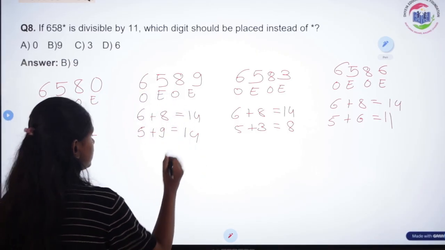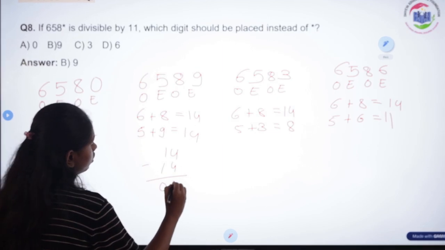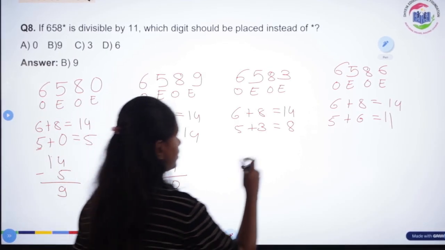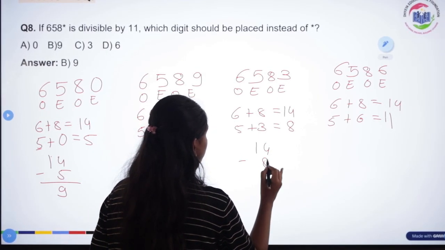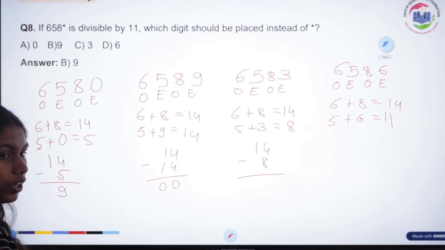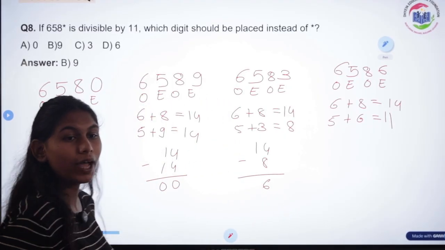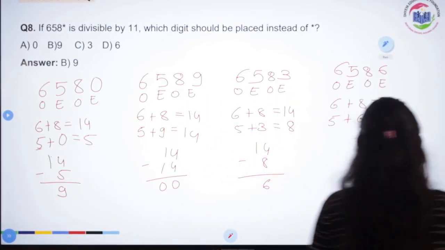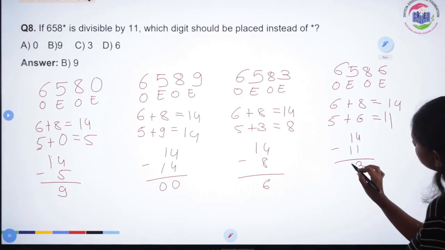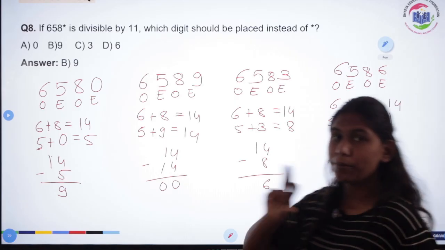Then the next term, if you take this 14 and another 14, you will get the answer as 0. Okay. The next term, 14 minus 8, you will get the answer as 6, which is not divisible by 11. Then next, 14 minus 11, you will get the answer as 3, which is not divisible by 11.